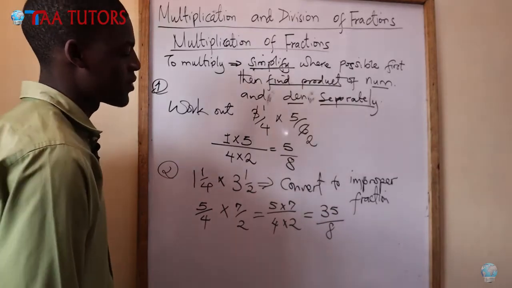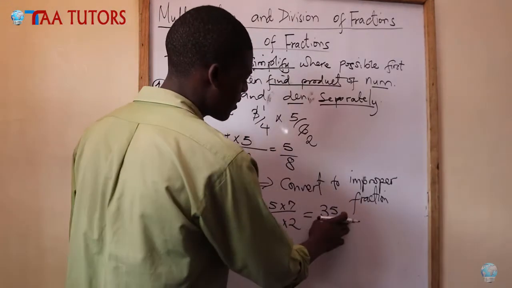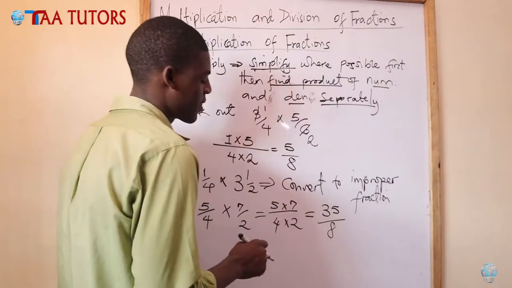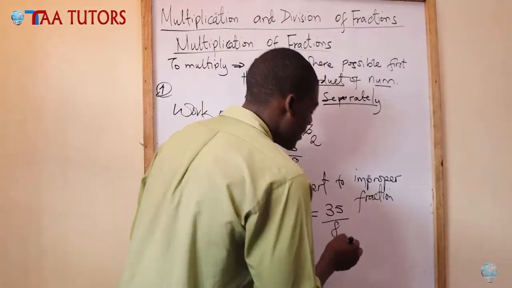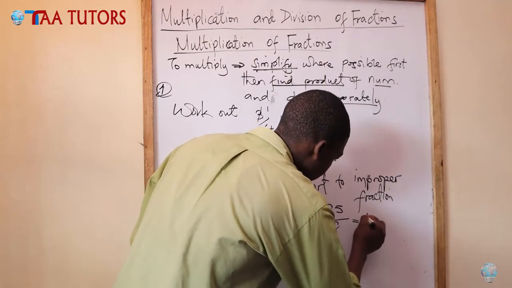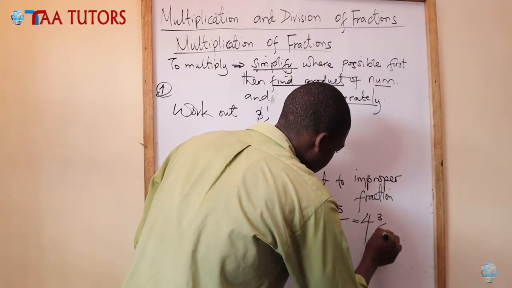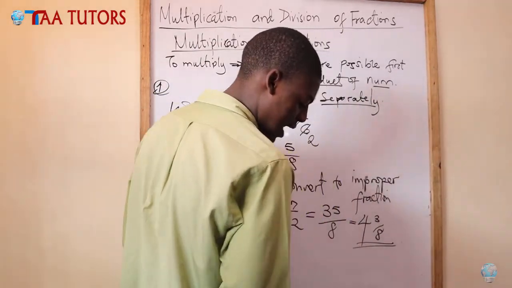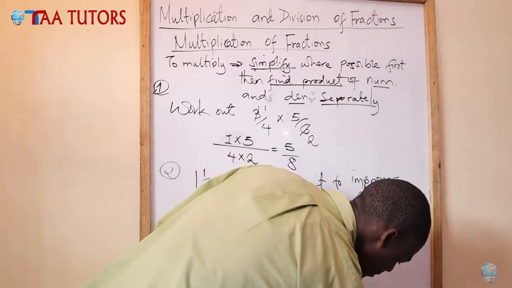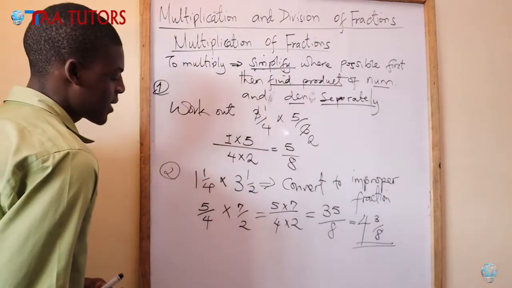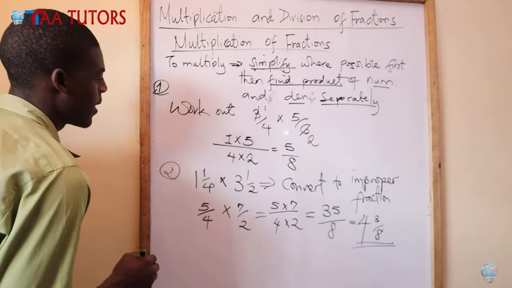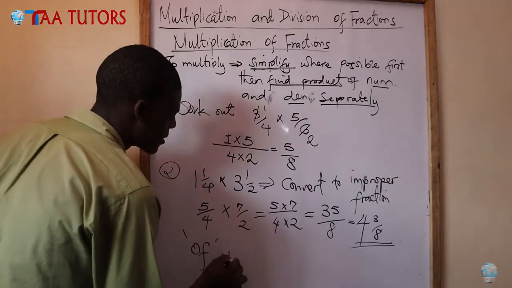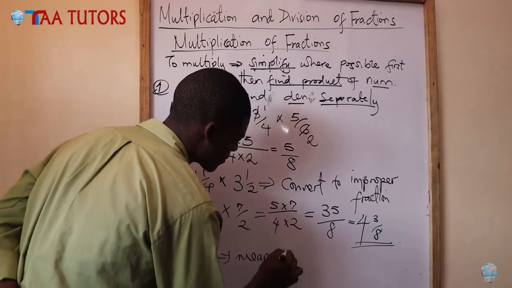That one is an improper fraction. And I said earlier that when we have this, our final answer must be a mixed fraction. So 35 over 8 is simplified to 4, which is 32, and 3 over 8. Now this one becomes our final answer. In other cases, you will meet this word "of". It simply means multiplication.